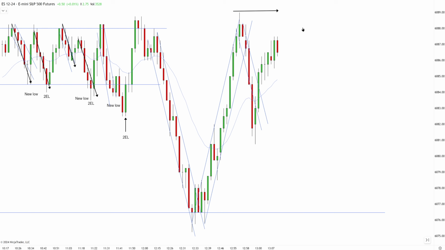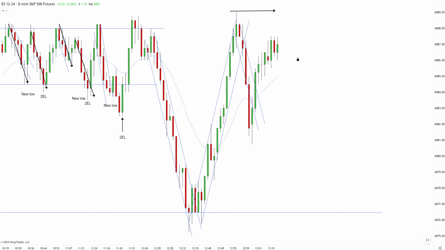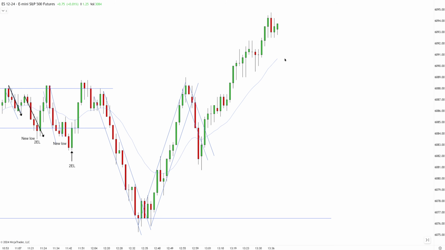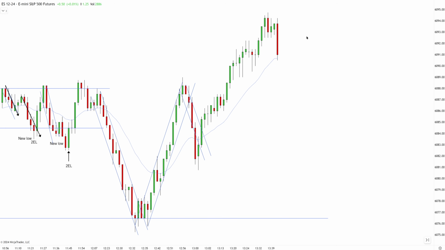Can we get it? We have a second entry long, but it's so far from the EMA, I can't take it. Break and the new extreme, and the market continues to go higher. Okay, so the uptrend played out.